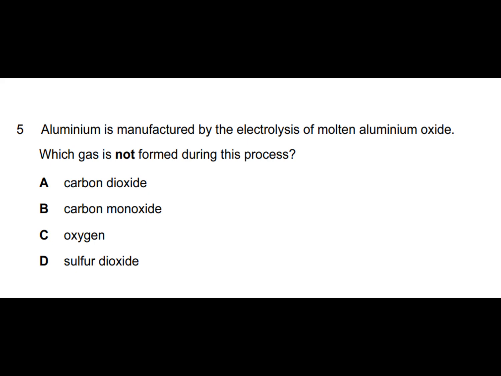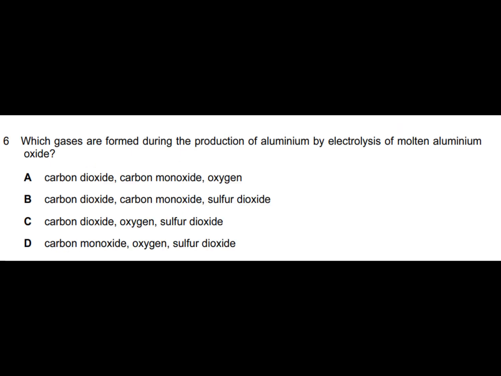Let me quickly review the extraction of aluminium, where we know that at the cathode aluminium in the molten form is formed, and at the anode oxide ions get oxidized to form oxygen gas. Then oxygen reacts with the carbon of the anode to form carbon dioxide gas, and when oxygen becomes limited, carbon monoxide is formed. So the three gases produced at the anode during this whole process are O2, CO2 and CO. So sulfur dioxide is the correct option for this question, because this gas is not produced during this reaction. So Delta is the correct option.